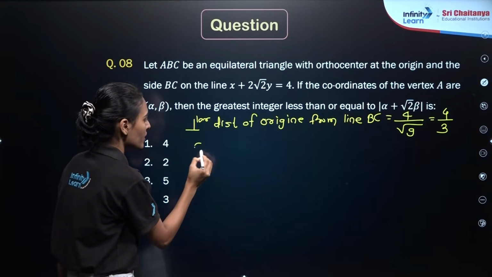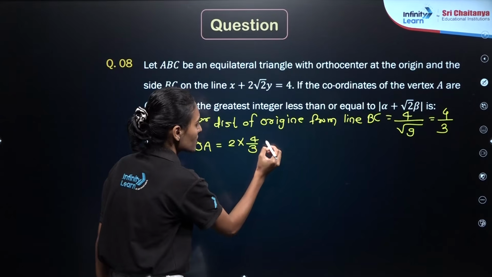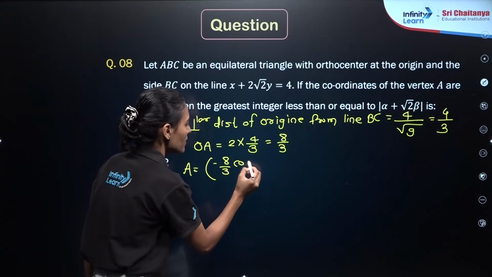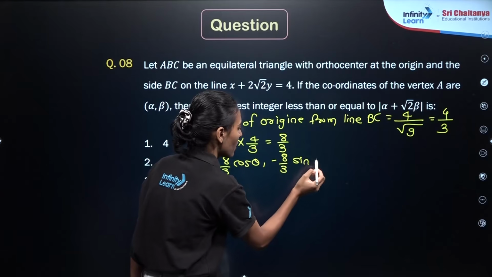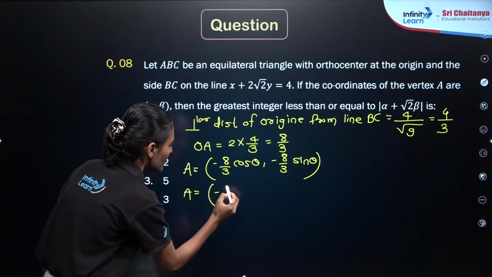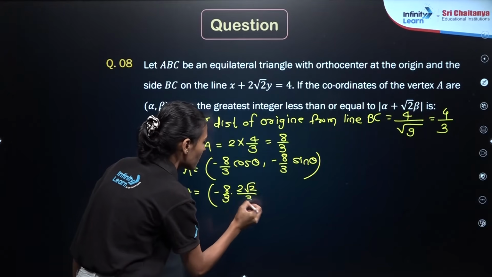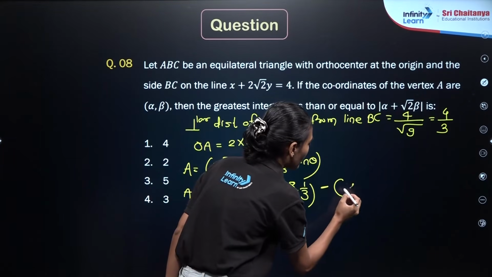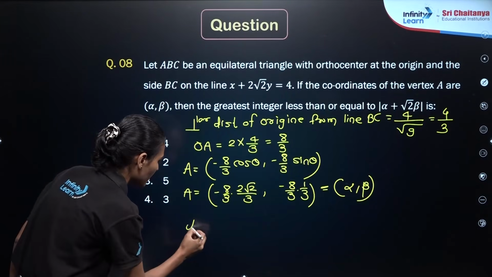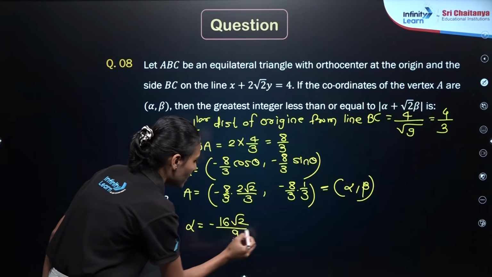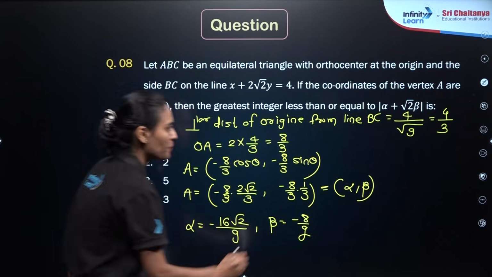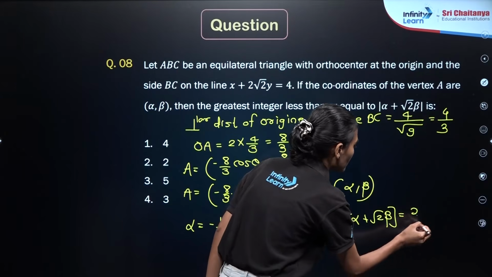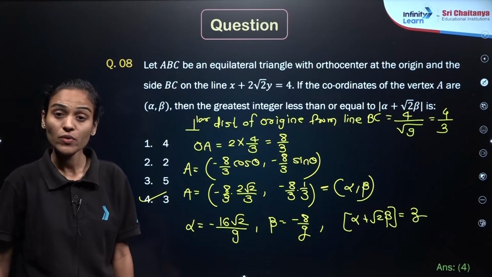Now if you calculate OA, then OA will be twice of 4 by 3, which is nothing but 8 by 3. Now let us consider point A. Point A will be minus 8 by 3 cos theta, comma minus 8 by 3 sin theta. So it is nothing but A as minus 8 by 3 into 2 root 2 by 3, comma minus 8 by 3 into 1 by 3. This is the multiplication and it is nothing but point alpha comma beta. So the corresponding value of alpha is minus 16 root 2 by 9 and beta is minus 8 upon 9. Now you find the greatest integer function of alpha plus root 2 times beta. You will get the answer as 3, students. So here option 4 is correct.